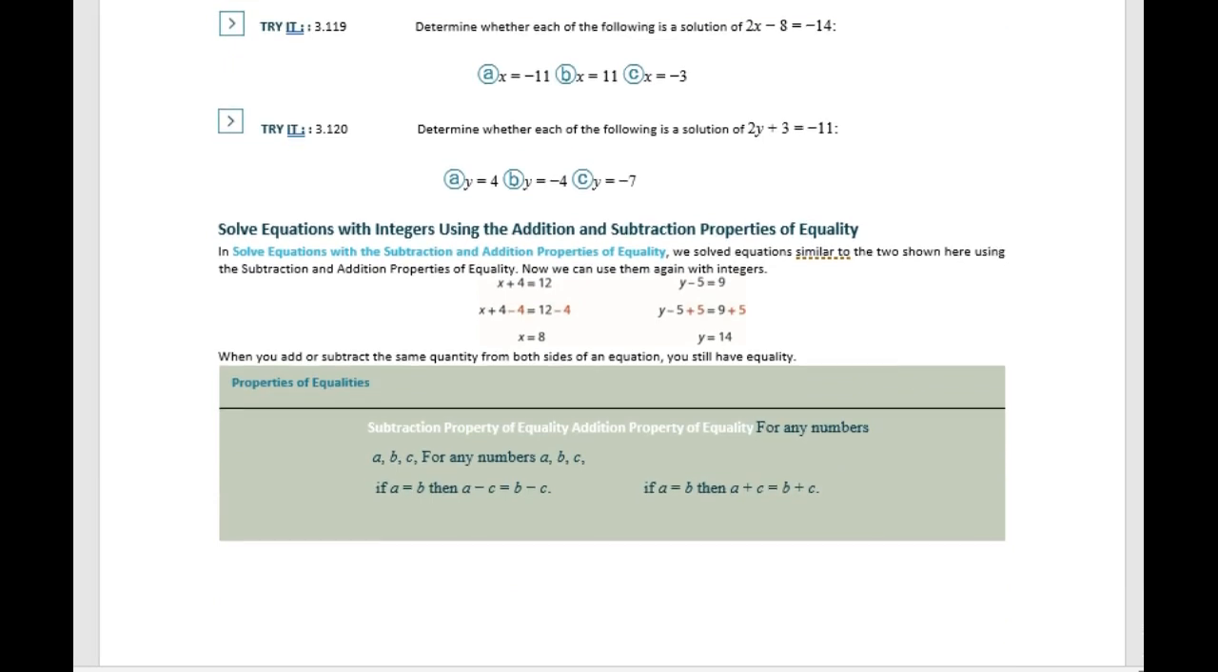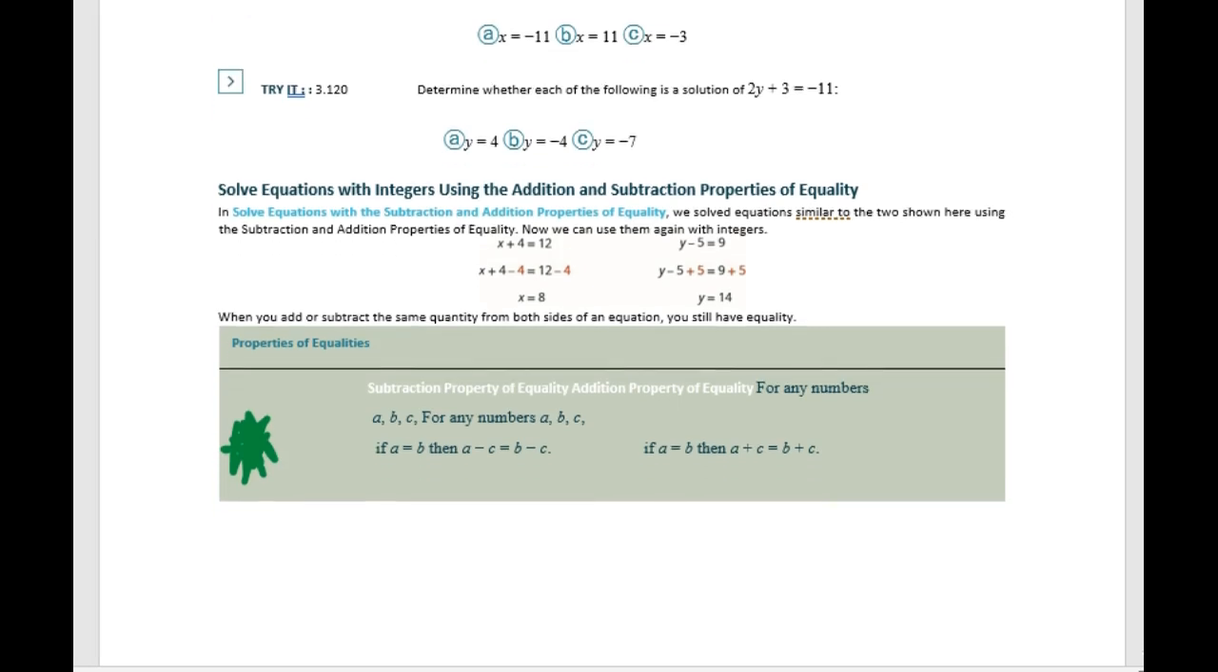Now we're going to be looking at the second learning target, using the addition and subtraction properties of equality. Remember, these gray boxes are things that are going to be in your notes that I'm going to be looking for when we meet in class. Here's our subtraction property of equality and the addition property. If A equals B, so I have two things equal, and I subtract the same thing from both sides, nothing actually happens. Same idea, I can add the same thing to both sides because that doesn't change my equation. Make sure you have something about that written down in your notes.